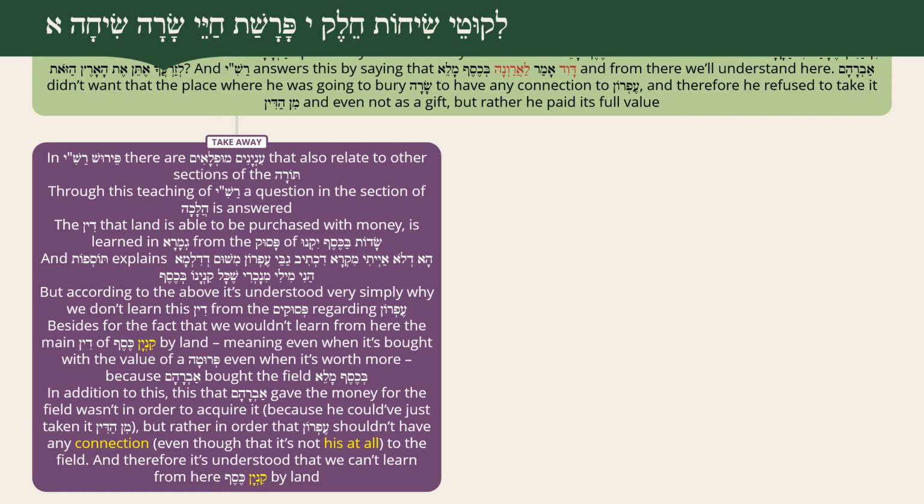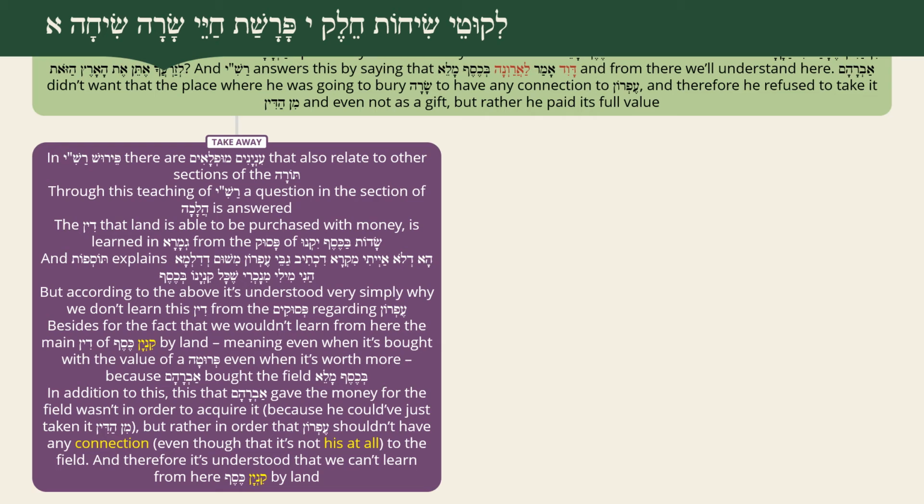The din that land is able to be purchased with money, that through money there comes an exchange of ownership by land, is learned in Gemara from the pasuk of Sadis Bakesef Yiknu. Sadis fields Bakesef Yiknu, they purchase with money. And Tosfos explains, the reason we don't learn it out from the pasuk that's written by Ephron, that Avram purchased land from Ephron with money, the reason is Mishum de Dilma Hani Mili Menachri, because maybe, perhaps, that's the case when it's being purchased from a goy, Shekol Kinyono Bekesef, that his whole ability to exchange ownership is through money. So maybe that's where money is effective, but not necessarily by a Yid.